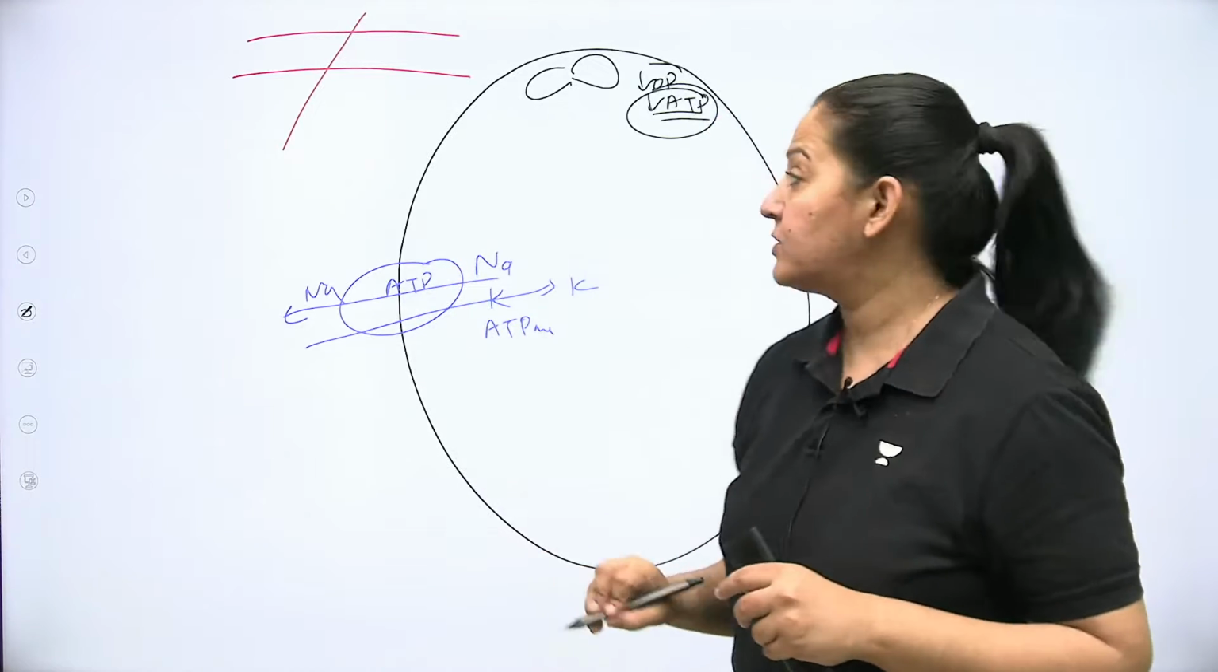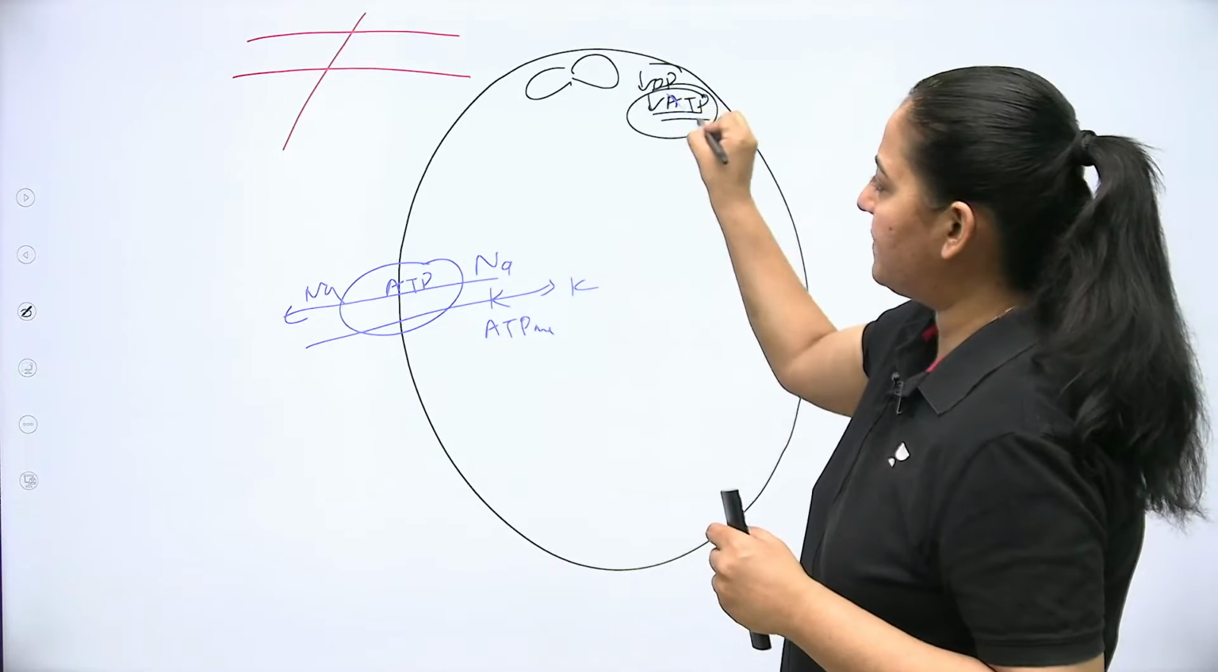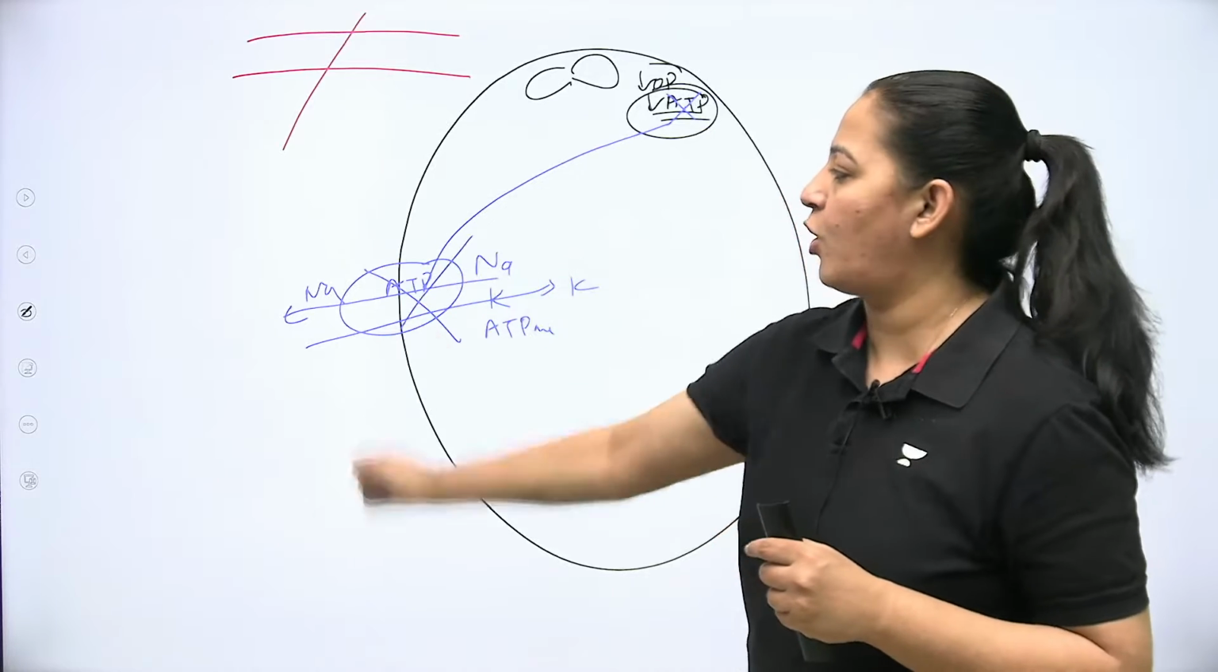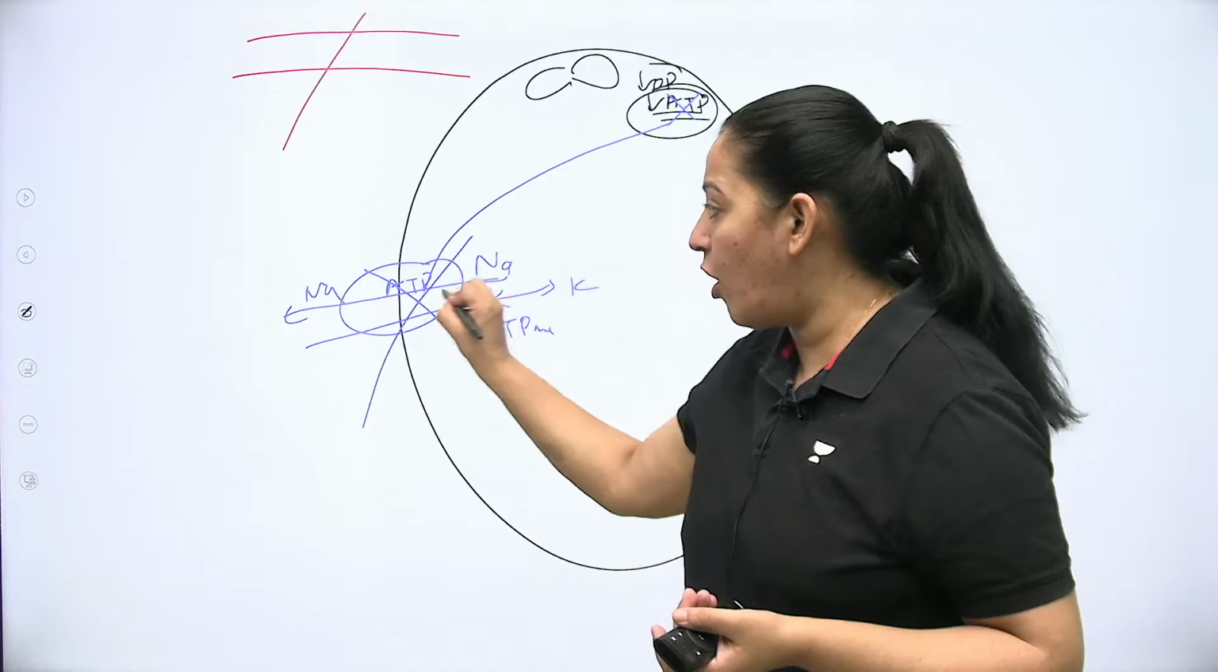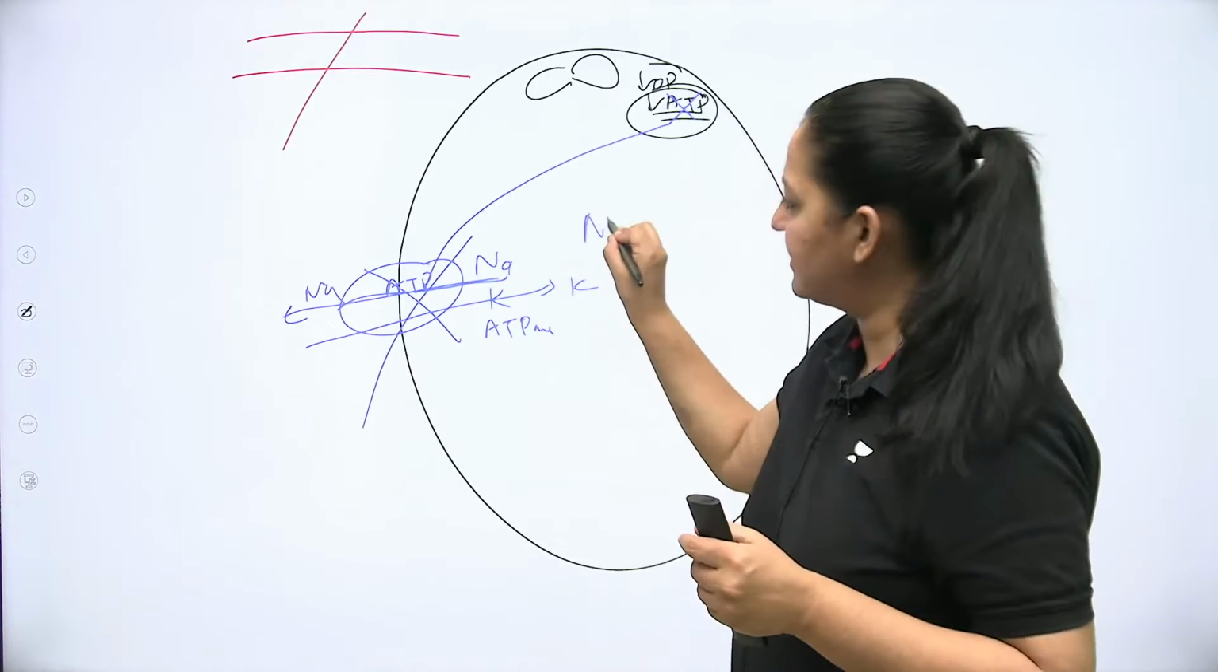It requires ATP. So now in the cell, as I've told you, ATP is absent. So this transporter will not work. Sodium potassium ATPase will not work. So what will happen? Sodium will not go out. Sodium will remain inside the cell only.